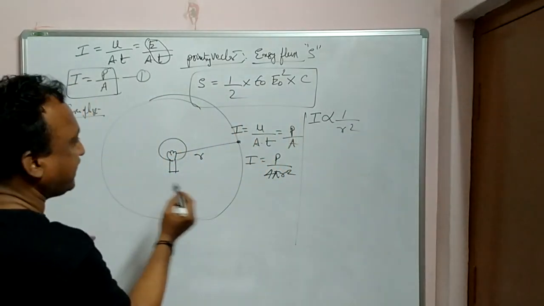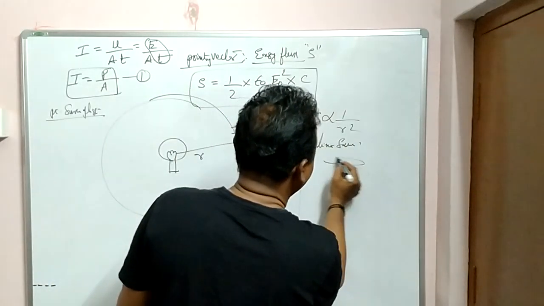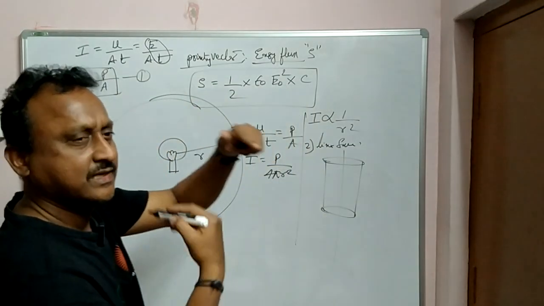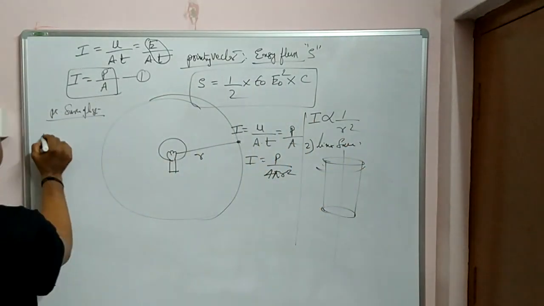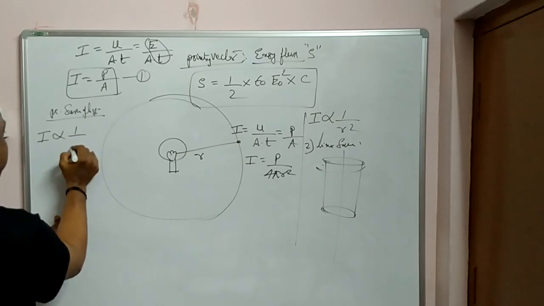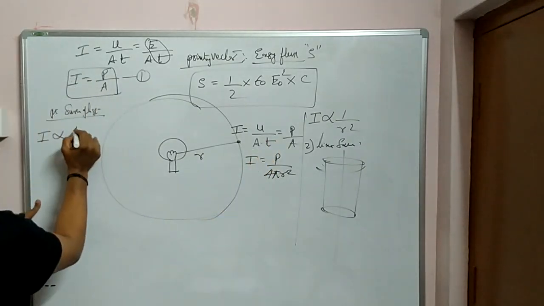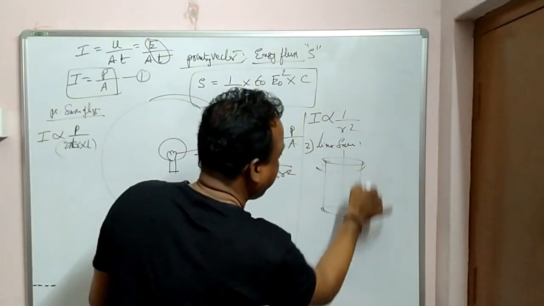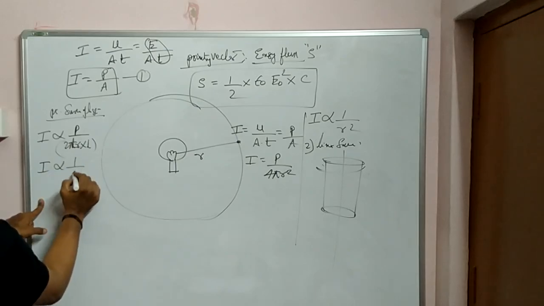Now suppose a linear source. How is a linear source? Linear source means like a cylinder. In a linear source, what is the curved surface area of the cylinder? 2 pi r into L. So intensity is inversely proportional to L, because what is the area? P by area, let me write it. P by area is 2 pi r into L. Okay? Perimeter into length, curved surface area. So 2 pi r into L and intensity is inversely proportional to length.